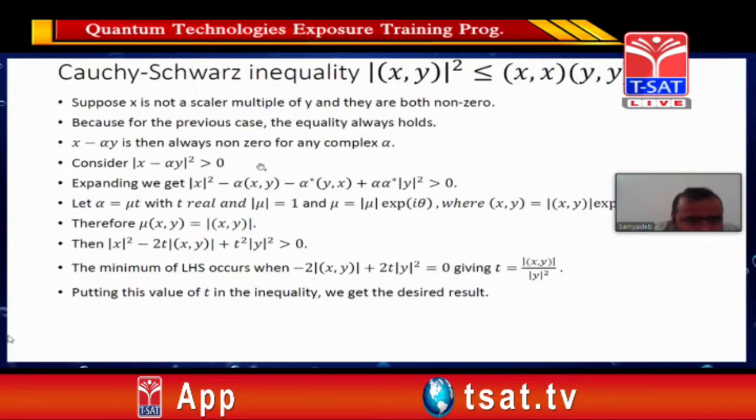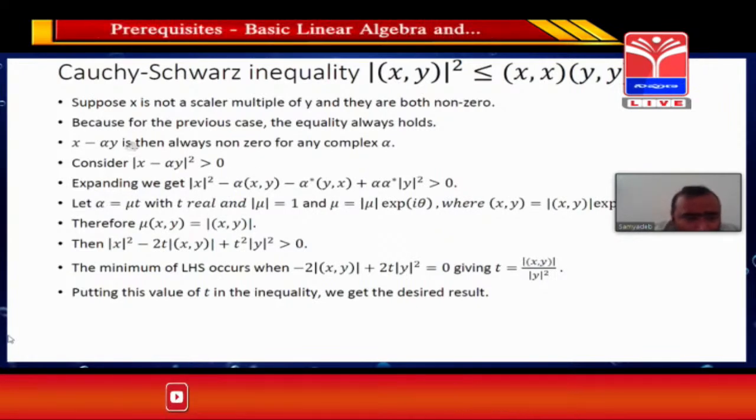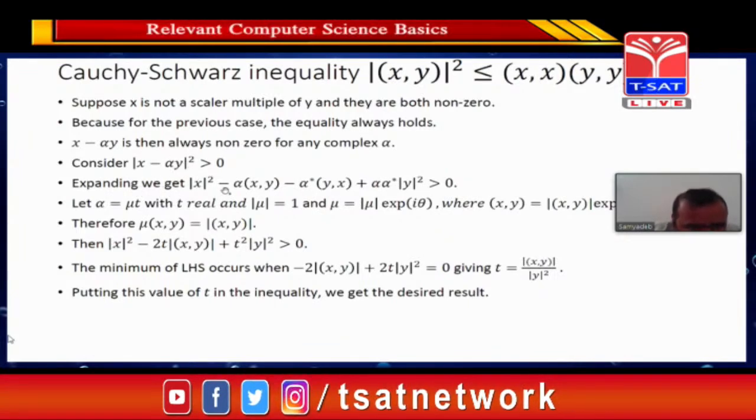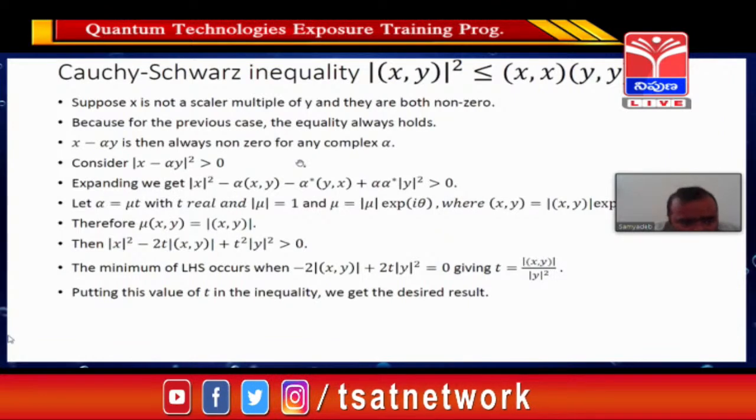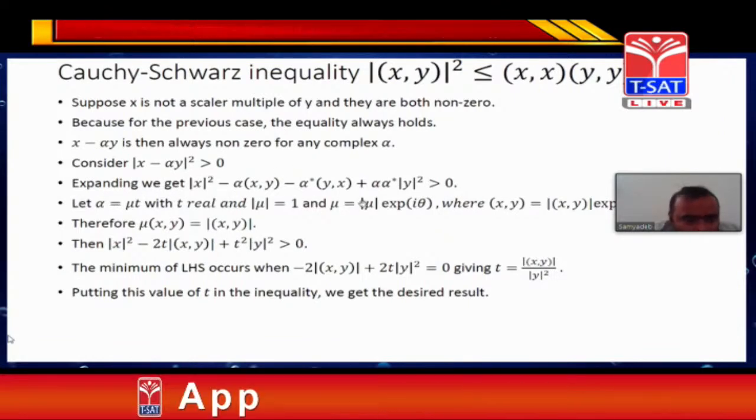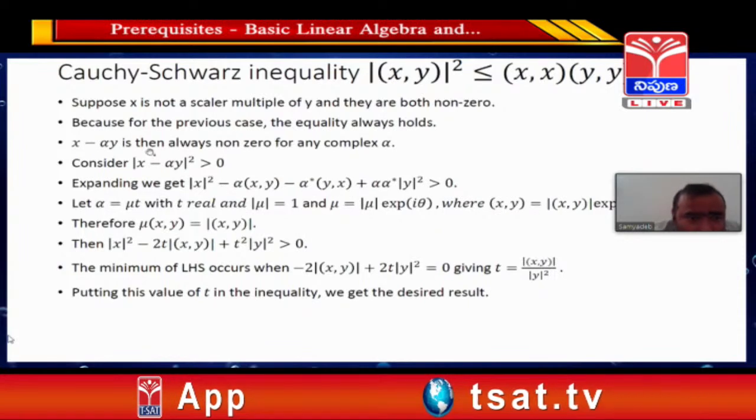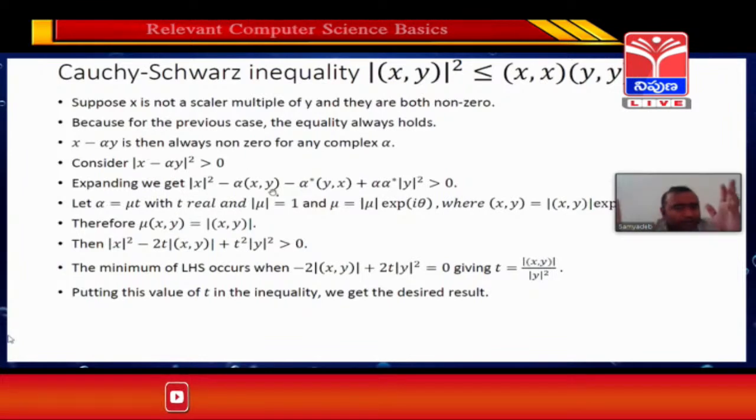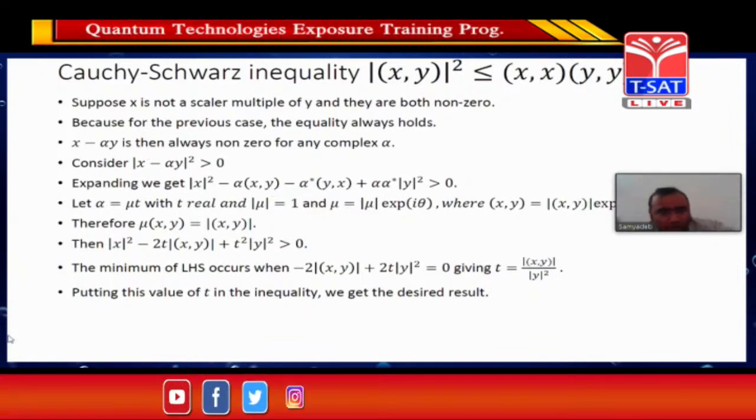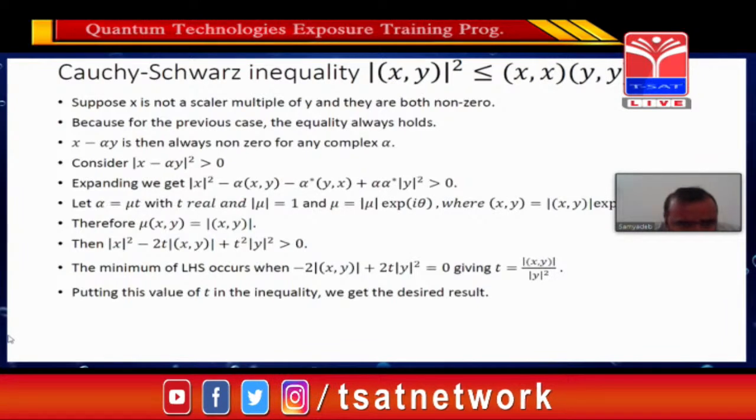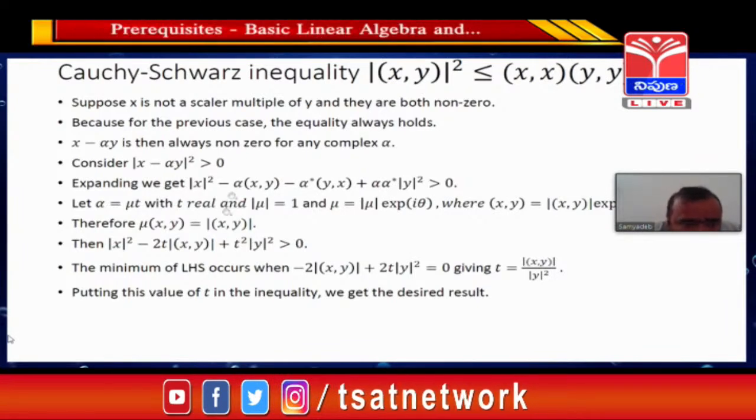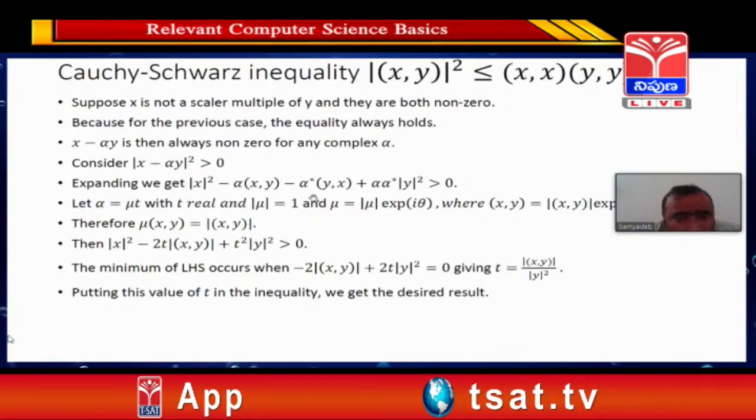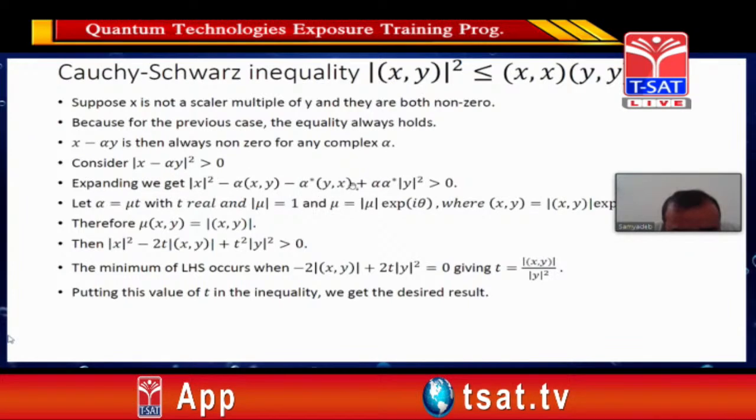So this inequality trivially holds. That is, the magnitude of x minus alpha y, squared, is always positive, it's strictly positive. So if we expand this mod thing, then we have what? Mod of x squared. Just try to remember the multiplication formula of a plus b whole square in that sense also. So it's mod of x squared minus alpha inner product of x and y minus alpha star inner product of y and x.